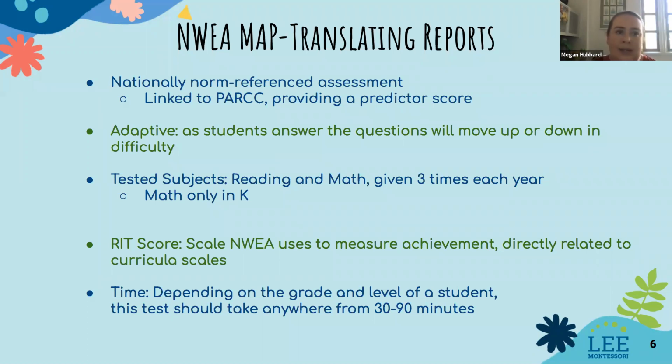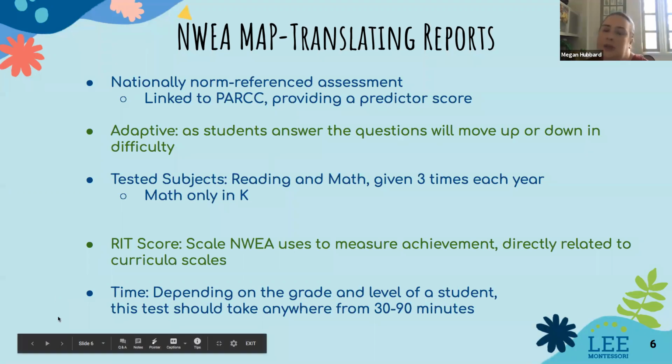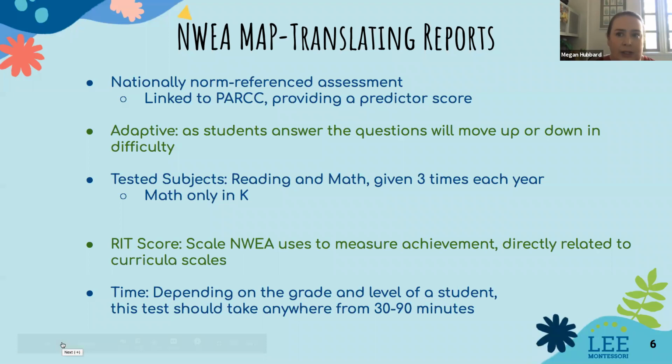But MAP is a nationally normed reference assessment. It is linked to PARCC, which is why many schools use NWEA MAP, because it does provide a predictor score, although you don't see that predictor score until higher grades. It's adaptive, so students answer the questions and then it moves up and down in difficulty. So, that's why you see the groupings. There's the K to 2 test, and then there's a 2 to 5 test.